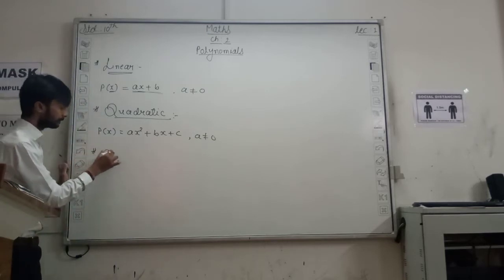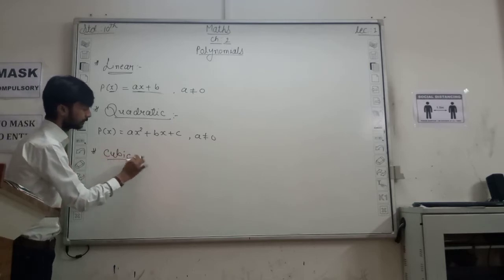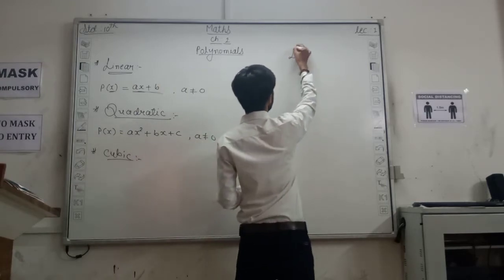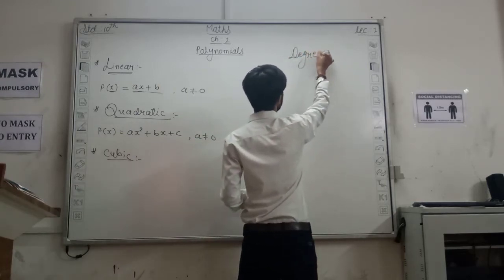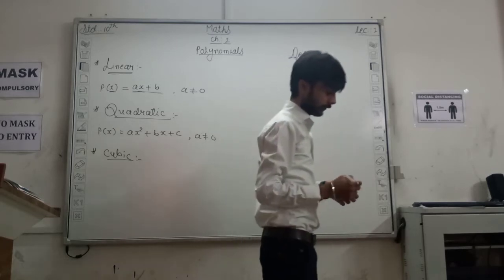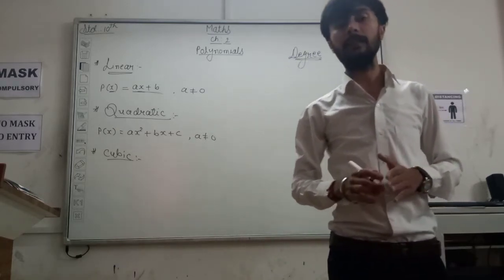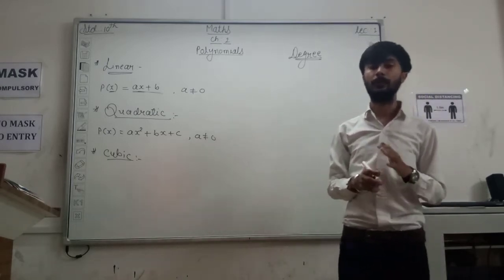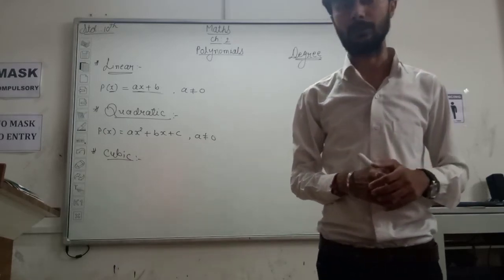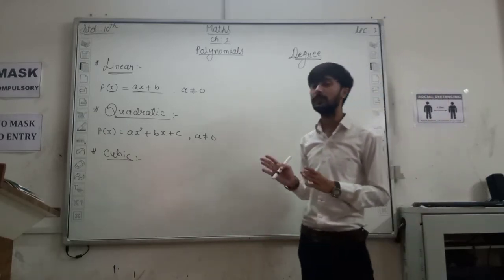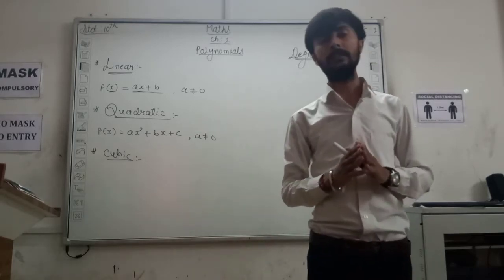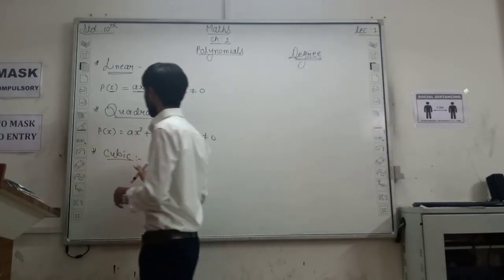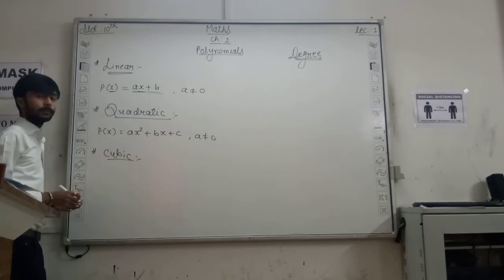Third one is cubic. Cubic, that means degree is 3. Okay, what is meant by degree? Degree of a polynomial. What is the degree of a polynomial? Degree, that means highest power. Degree, that means the highest power of the variable in an algebraic expression. In any polynomial, the highest power of the variable is the degree of that specific polynomial, right? So here cubic, that means degree 3.